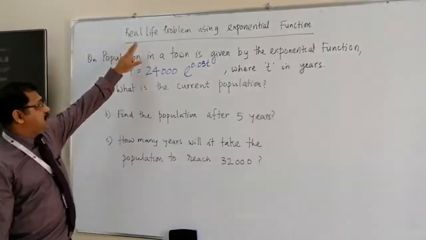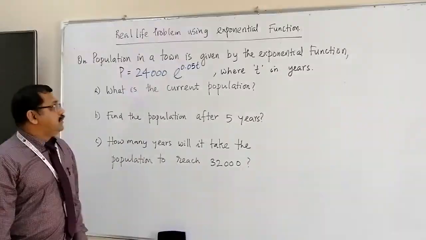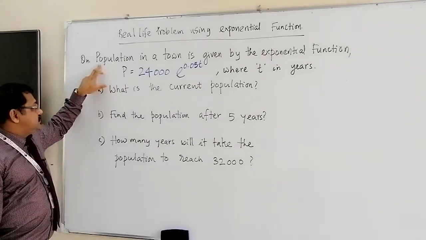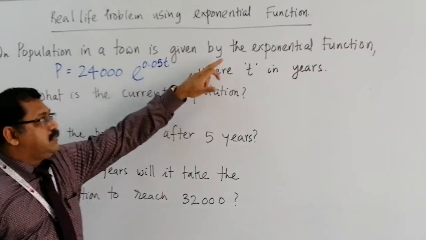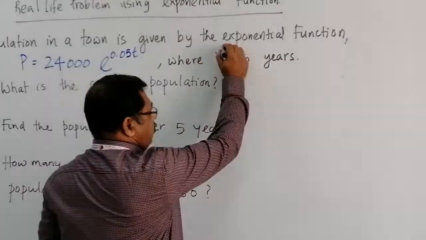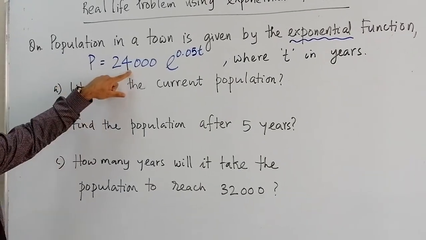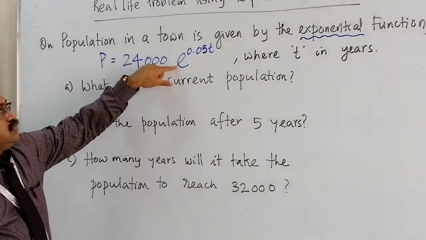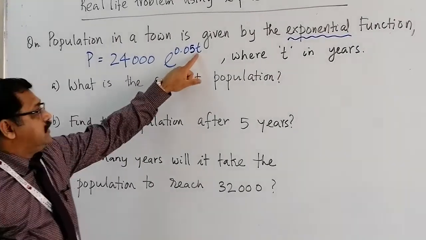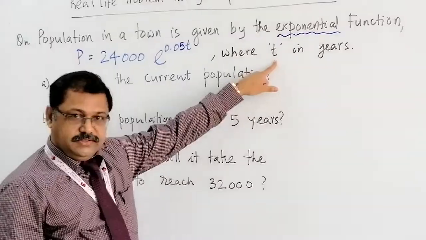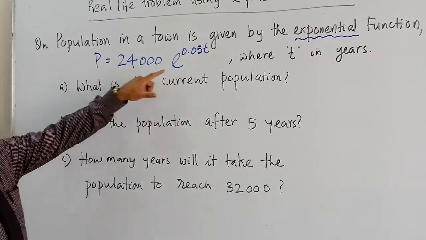Today we discuss some real life problems using exponential function. Here is a question. Population in a town is given by the exponential function P equals 24,000 multiplied by e to the power 0.05t, where t is in years. So this function gives the population after t years.